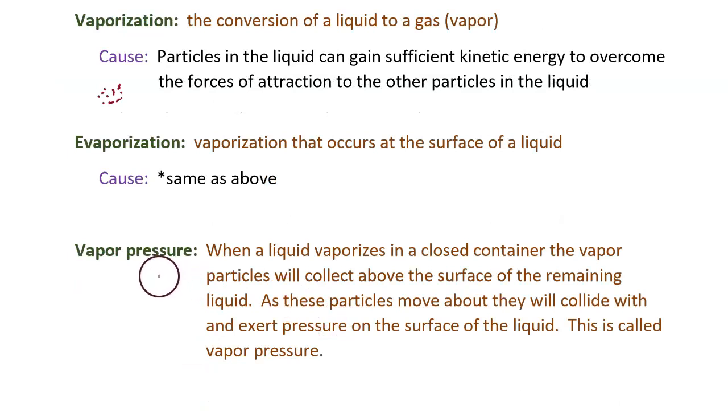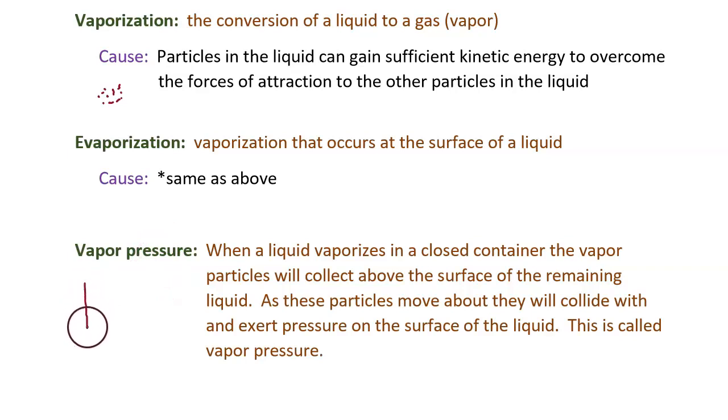Another property of a liquid is that it has a vapor pressure. When a liquid vaporizes in a closed container, the vapor particles will collect above the surface of the remaining liquid. As these particles move about, they will collide with and exert pressure on the surface of the liquid. This is called vapor pressure.